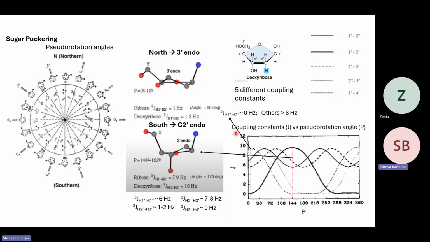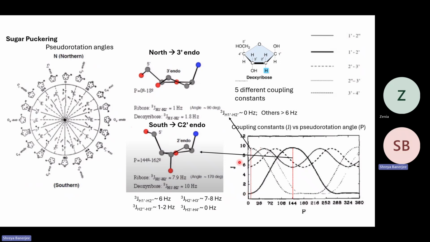These J values vary with the pseudo rotation angle, which we have described from 0 to 360 degrees. So now we will look at the different structures. For the 3' endo structure, the pseudo rotation angle varies between 0 to 18 degrees. If we take a vertical, say we have taken 9 degrees here, we draw the vertical. Wherever this meets each of these curves, that is the J value.